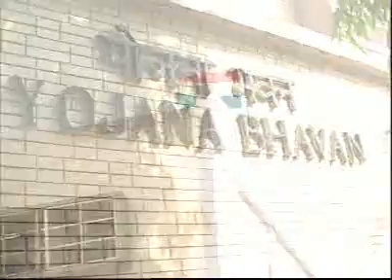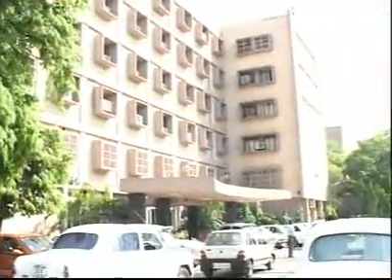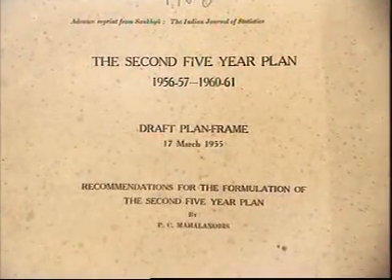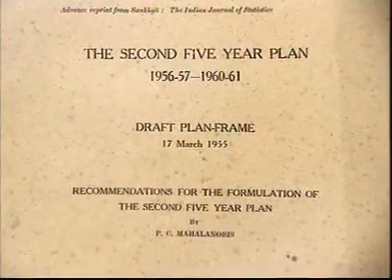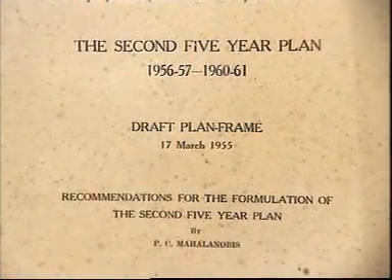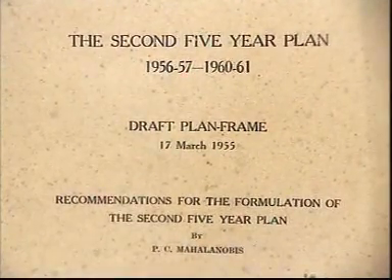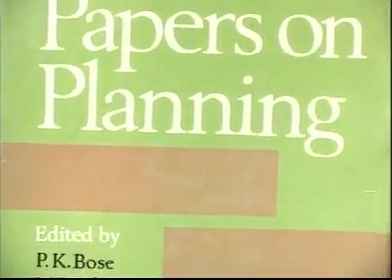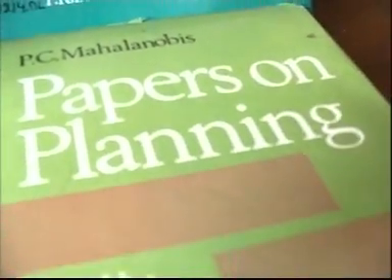The Planning Commission had been constituted in 1950, and the ISI set up the Perspective Planning Division in Delhi to assist the national planning process. On March 17, 1955, Mahalanobis submitted to the government a draft plan frame, which was accepted as the basis for the second five-year plan. Not being a trained economist, his approach to planning was unconventional and original, but with the vision of building a self-reliant economy.